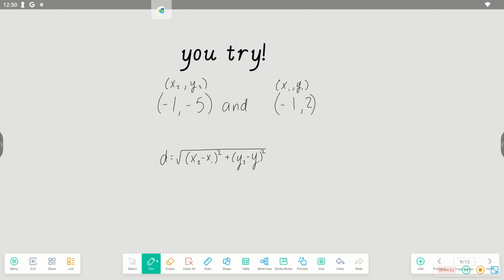is this. I'm going to write it out and then I'm going to substitute in. So x2 is -1, put parentheses around it when you substitute. x1 is also -1. y2 is -5. y1 is 2.